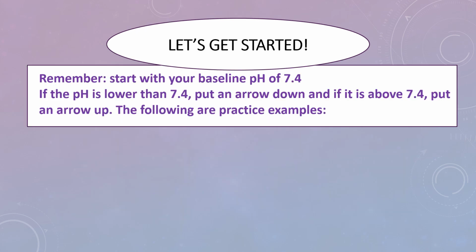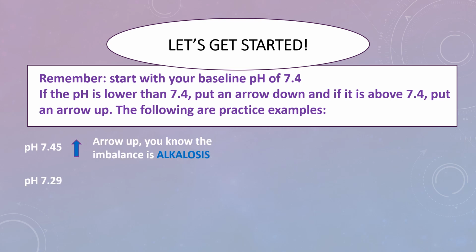Let's get started. Remember, start with your baseline pH of 7.4. If the pH is lower than 7.4, put an arrow down, and if it is above 7.4, put an arrow up. The following are practice examples. A pH of 7.45, this is above 7.4, put an arrow up. We know the imbalance is alkalosis. A pH of 7.29, we know that is below 7.4. We put an arrow down. We know the imbalance is acidosis.